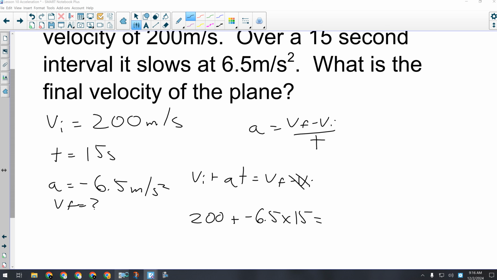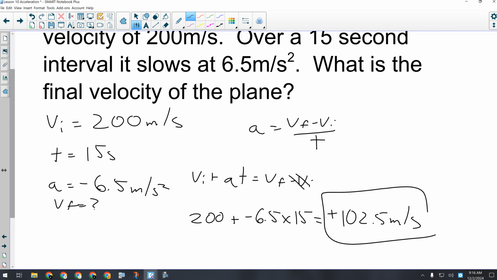Sorry, forgot to fire up my calculator. What does that come up to? 102.5? Positive. Positive 102.5 meters per second. If you forgot the positive, would you get it wrong on a test? Yes, you would.